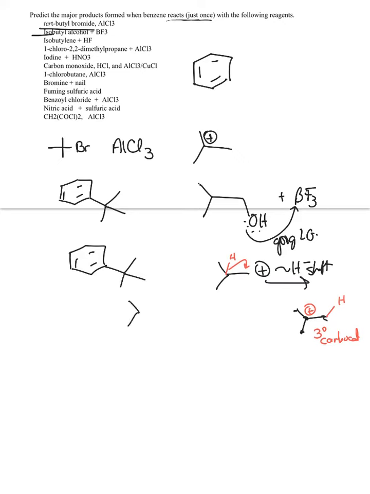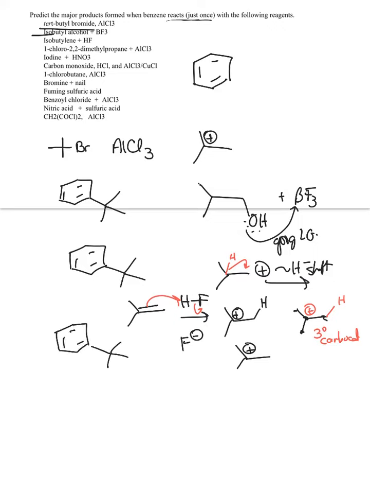Isobutylene. Okay, so isobutylene with HF. You get protonation to give you the more stable carbocation, and fluorine is a poor nucleophile, so you will get this tertiary carbocation that will react with benzene to give you the tert-butylbenzene.